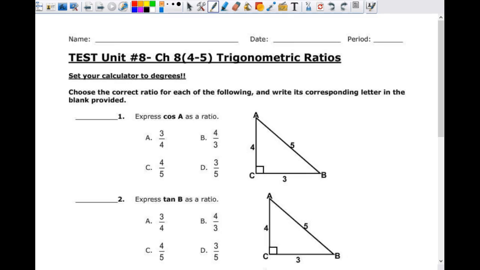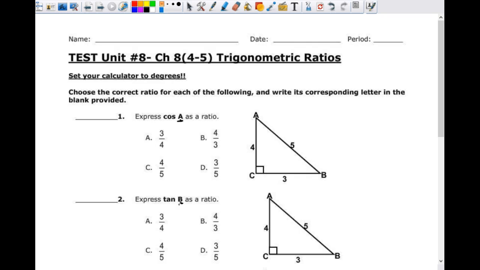All right, so the first three problems. The first three problems is setting them up. So you have to look at what your reference angle is. Your reference angle is always given right here. So cosine A, the reference angle is A. Tangent B, the reference angle is B.